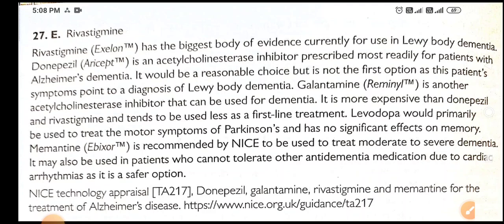of Lewy body dementia. Galantamine is another anti-cholinesterase inhibitor that can be used in dementia. It is more expensive than donepezil and rivastigmine and tends to be used less as first-line treatment. Levodopa would primarily be used to treat the motor symptoms of Parkinson's and has no effect on memory. Memantine is recommended by NICE for treatment of moderate to severe dementia. It may also be used in patients who cannot tolerate other anti-dementia medication due to cardiac arrhythmias, as it is a safer option. So guys, I explained all options here.